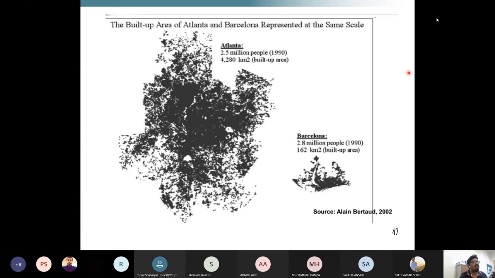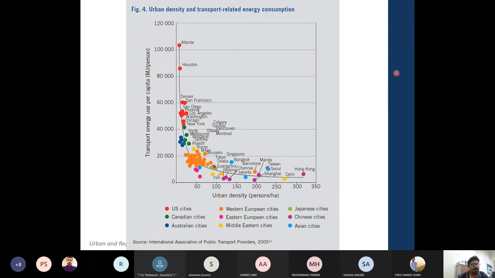Okay, so let's move on and talk with respect to density. Density is good if you want to look at transportation-related energy: in high-density areas, your transportation energy cost is low. So per capita cost, energy-wise, it's very optimal.